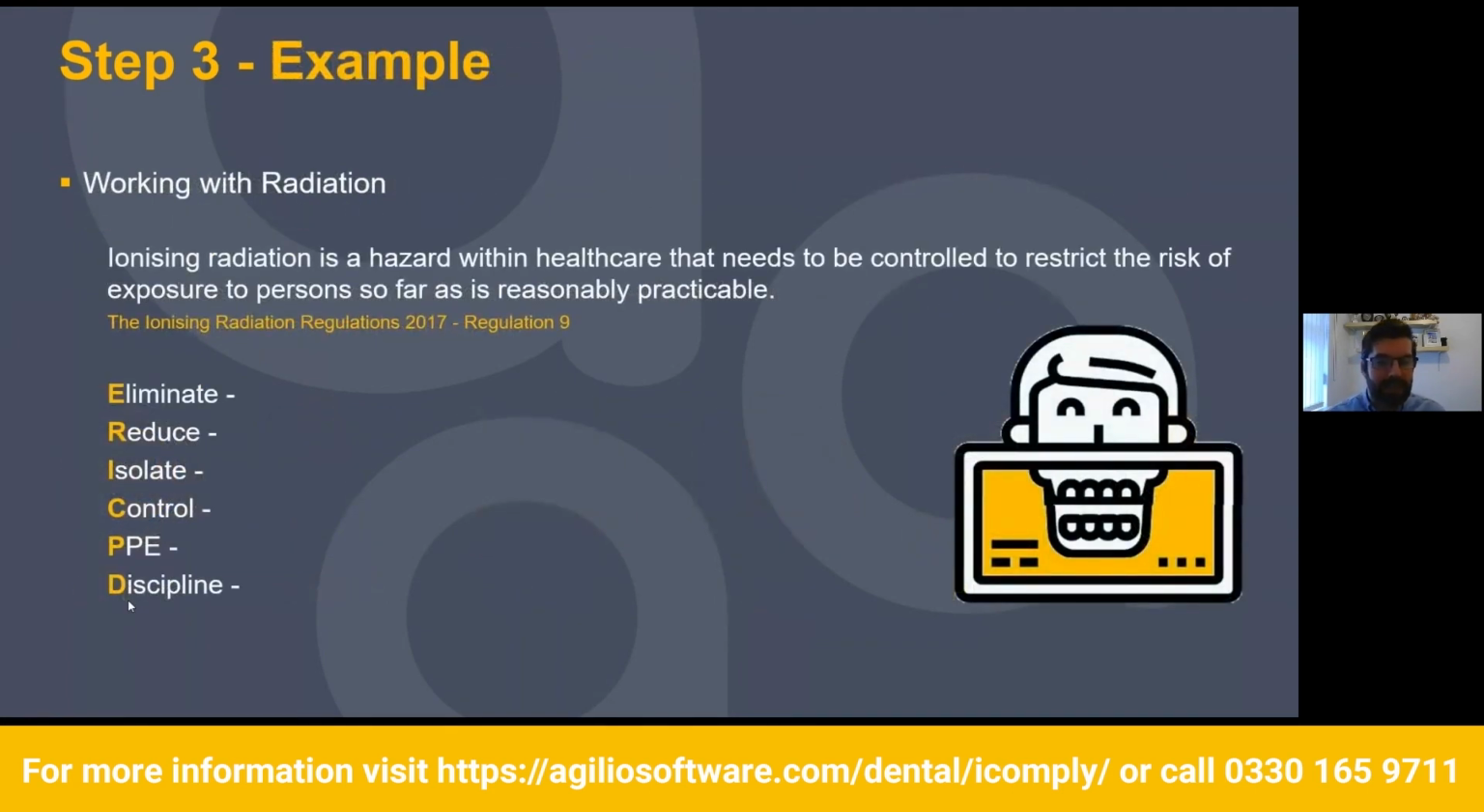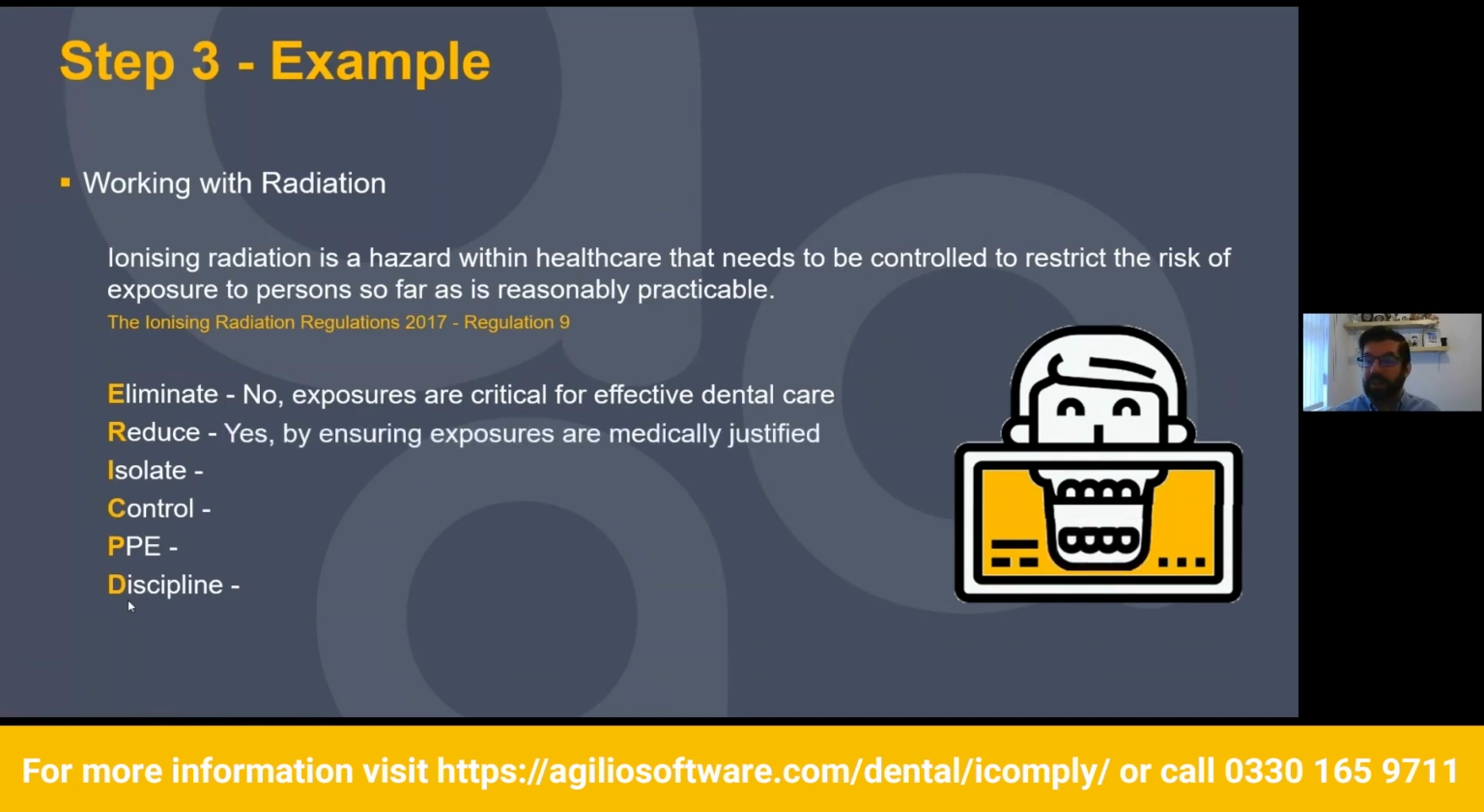So again, I'm going to use the example that I touched on, radiation, just to put this into a bit more perspective. This is a hazard within healthcare and we need to control it. So using the acronym ERIC prevents death, can we eliminate it? No, we can't. Exposures are critical for effective dental care, so we need to keep those in place. Can we reduce it? Yes, we can. As I've already touched on, we've got the rectangular collimators, but we can also reduce it by ensuring that exposures are being medically justified.